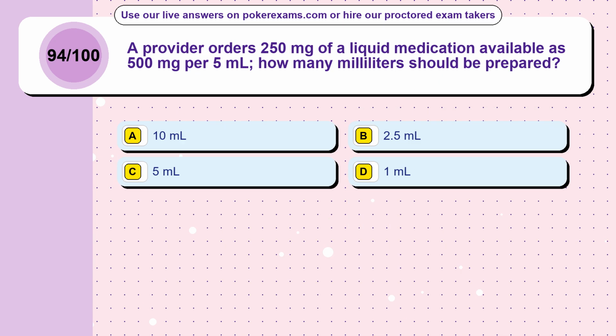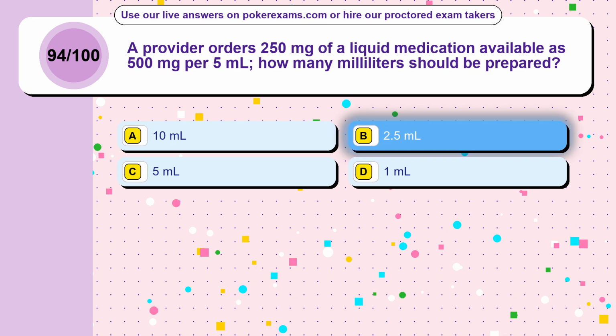A provider orders 250 mg of a liquid medication available as 500 mg per 5 ml. How many milliliters should be prepared? Option A, 10 ml. Option B, 2.5 ml. Option C, 5 ml. Option D, 1 ml. The correct answer is option B, 2.5 ml.